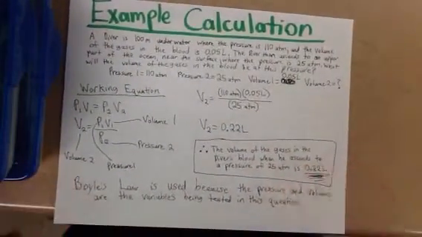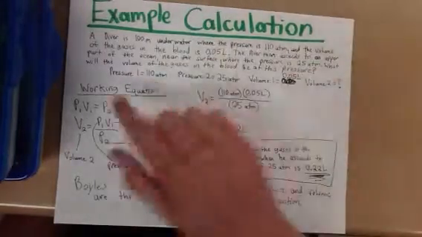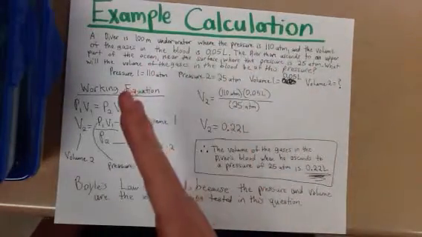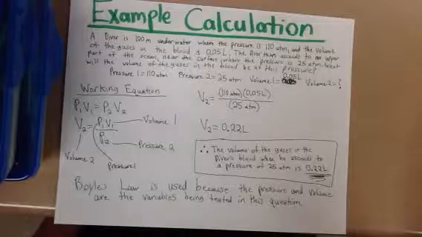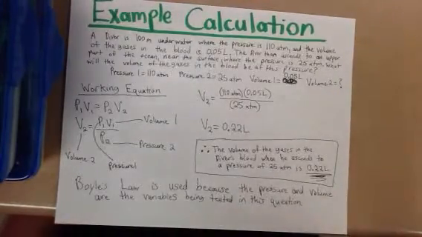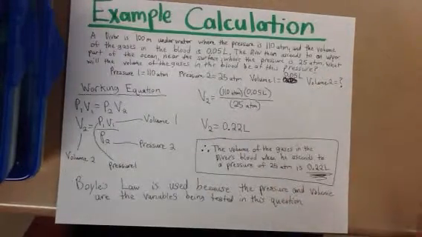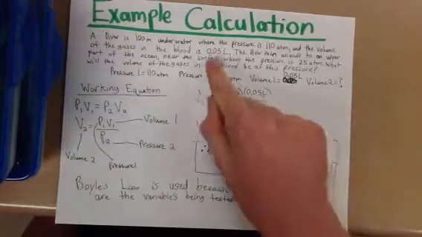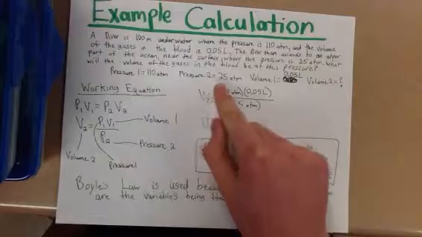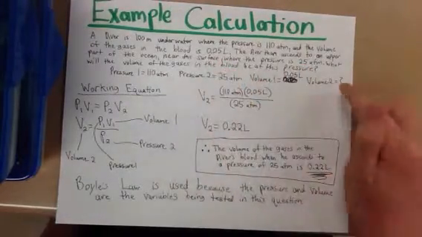Here's an example calculation using bends and Boyle's law. So we have this question up here. Pretty much, a diver is ascending from 100 meters underwater to 25 meters, or to a higher point, and the pressure is going from 110 atmospheres to 25 atmospheres, and the starting volume at 100 meters underwater is 0.05 liters. So we know pressure 1 is 110 atmospheres, pressure 2 is 25 atmospheres, volume 1 is 0.05 liters, and we're solving for volume 2.